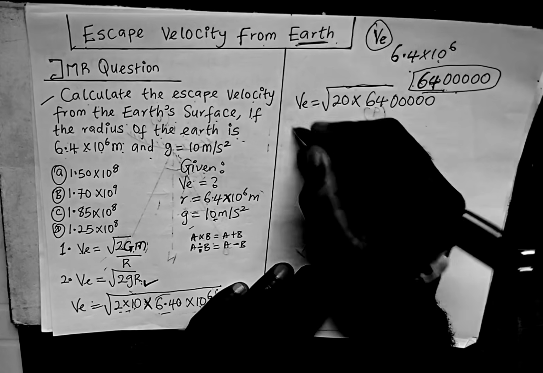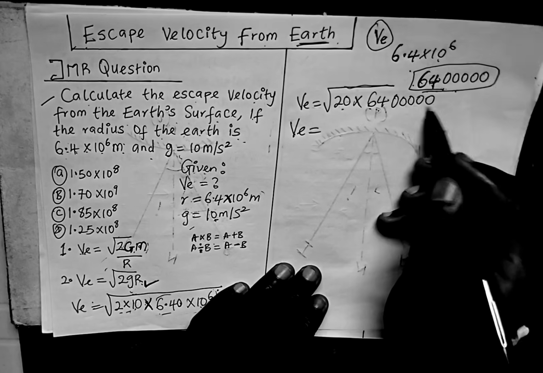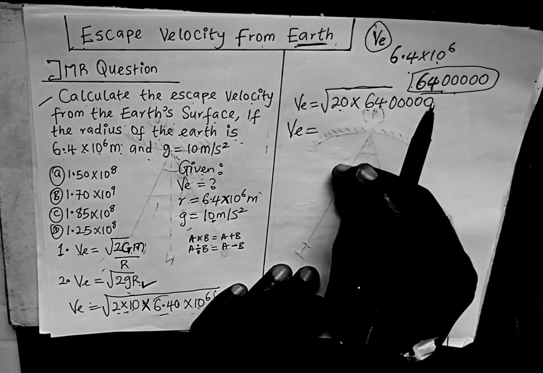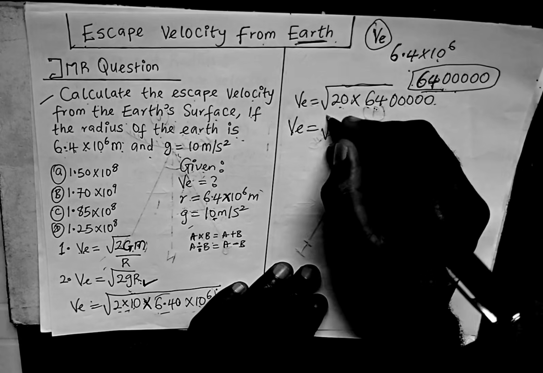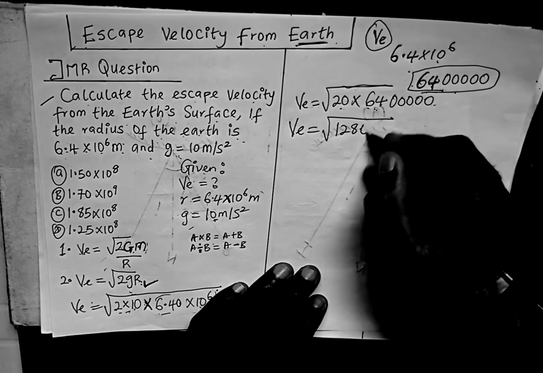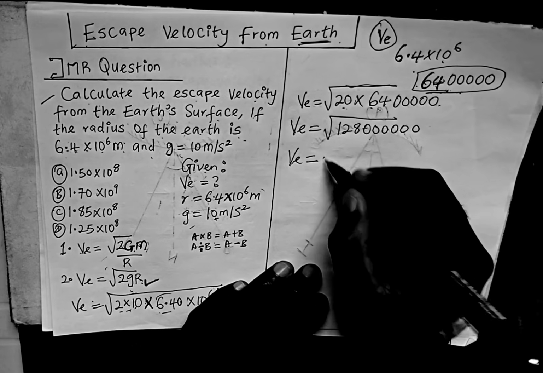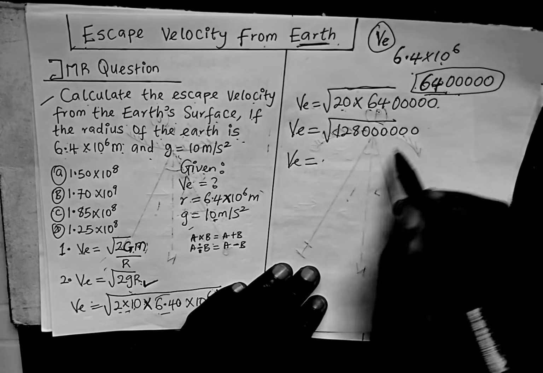Okay, so VE is equal to what? 20 times 64000000. Now, if you multiply this, what will it give you? It's going to give us root 128. How many zeros will come there? That's 6. 1 2 3 4 5 6. All right, VE, which is escape velocity, is equal to the square root of this one.